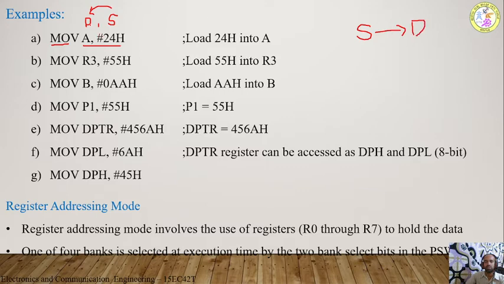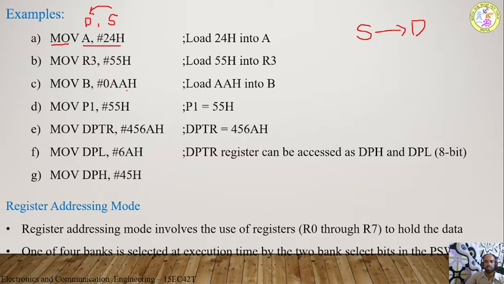Whereas in the code, we need to write the destination first, and then the source. So here MOV A, #24. The hash indicates that this is the immediate number that can be stored into a particular register. MOV A, #24 means the data 24 will be copied to register A, the accumulator. Similarly, we have MOV R3, #55. Number 55 will be copied to R3.